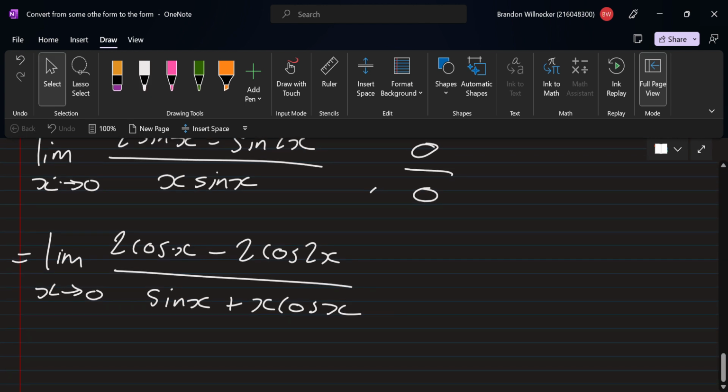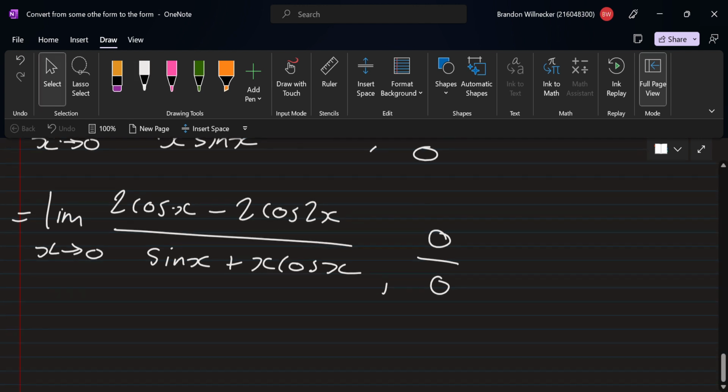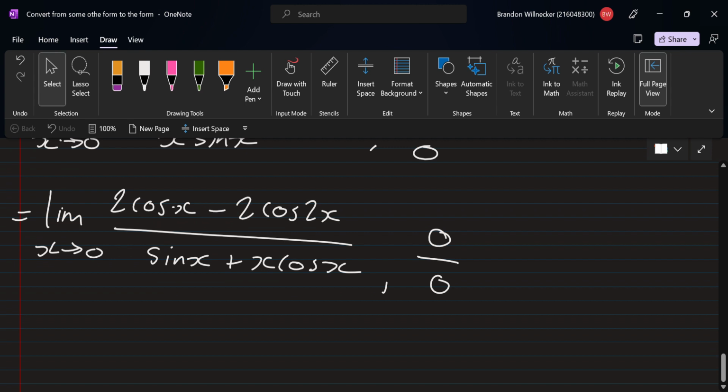Okay, now we substitute again and see if we still have an indeterminate form. If we get a finite value from this, then that's our limit value. If we get an indeterminate form again, we repeat L'Hopital's rule. So let's see. In the top, if we substitute 0, we're going to get 2 minus 2, that's going to be 0. In the bottom, we're going to get 0 plus 0. So again, we have to use L'Hopital's rule. And we see that it's still in the form 0 over 0. So we write that down on the side, just to tell us we need to do it again.